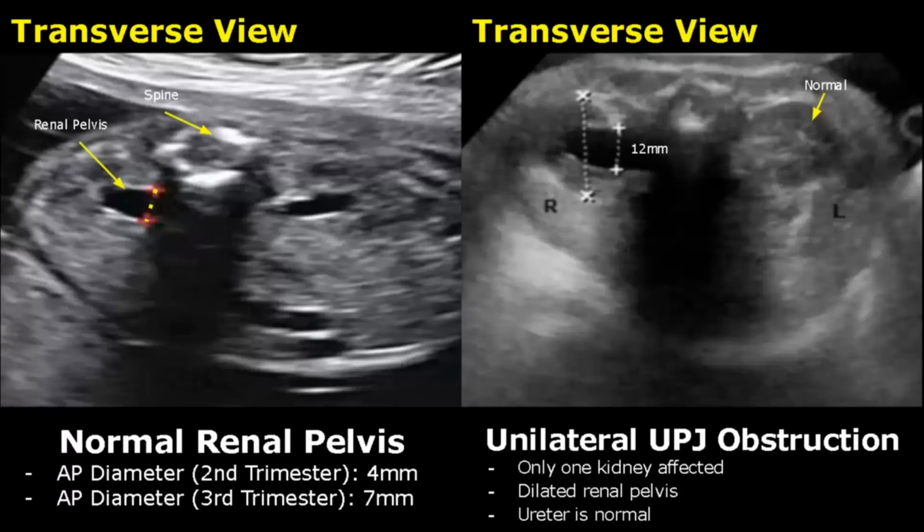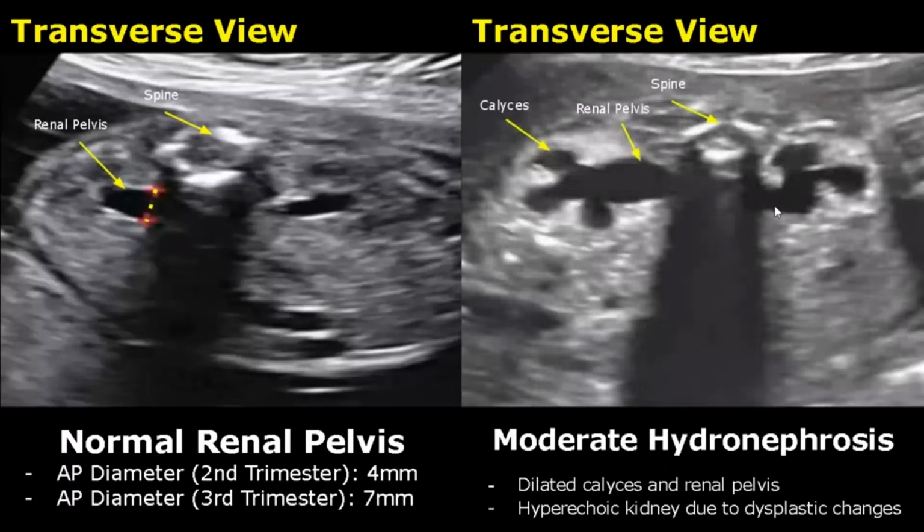We can also use the term hydronephrosis for a dilated pelvis and also dilated calyces. Here we have moderate hydronephrosis. We can see dilated calyces as well as a dilated renal pelvis on both sides. And the kidneys are hyperechoic due to dysplastic changes. There is damage to the kidneys.